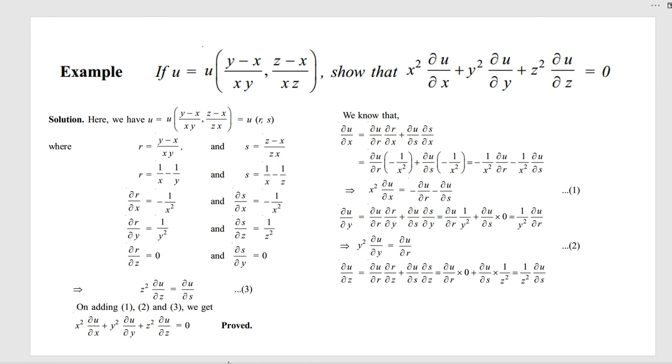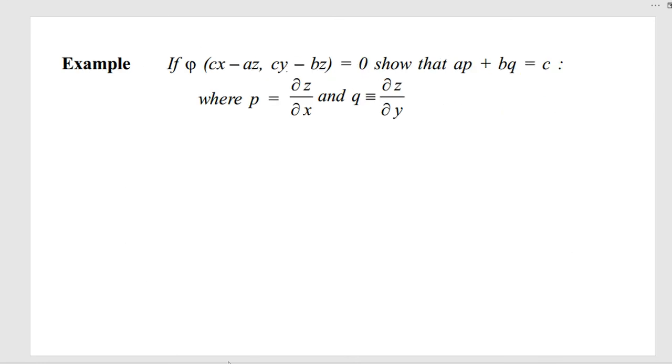Similarly, there is another example for which you again try to verify. And there are some practice problems. So let's say this is verified.